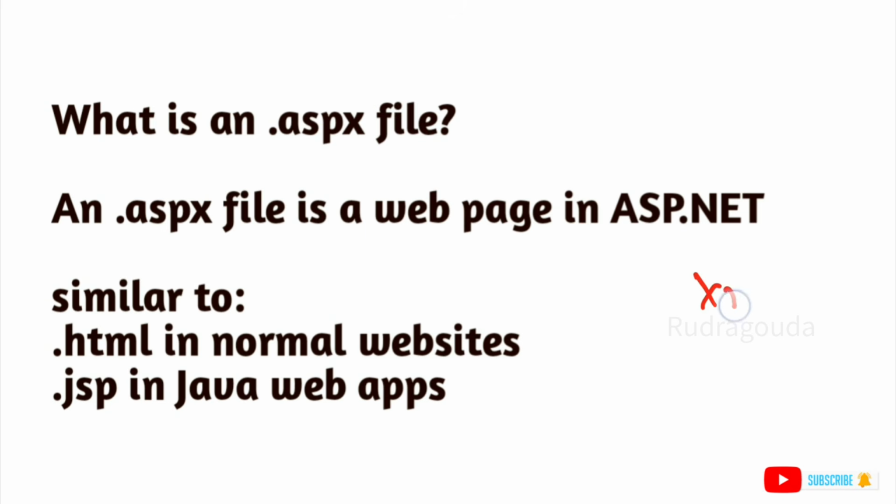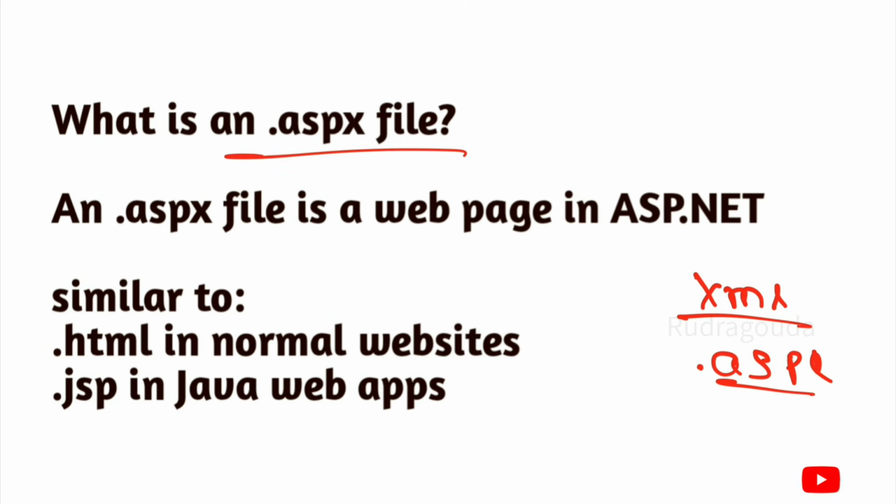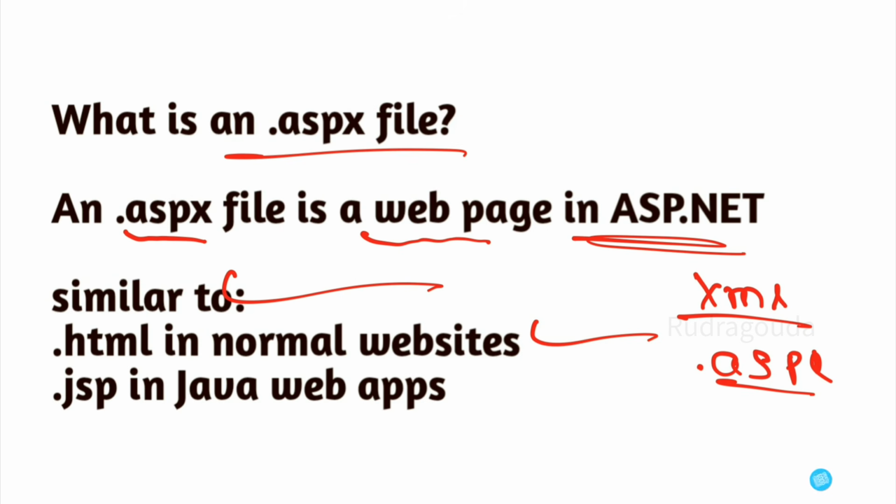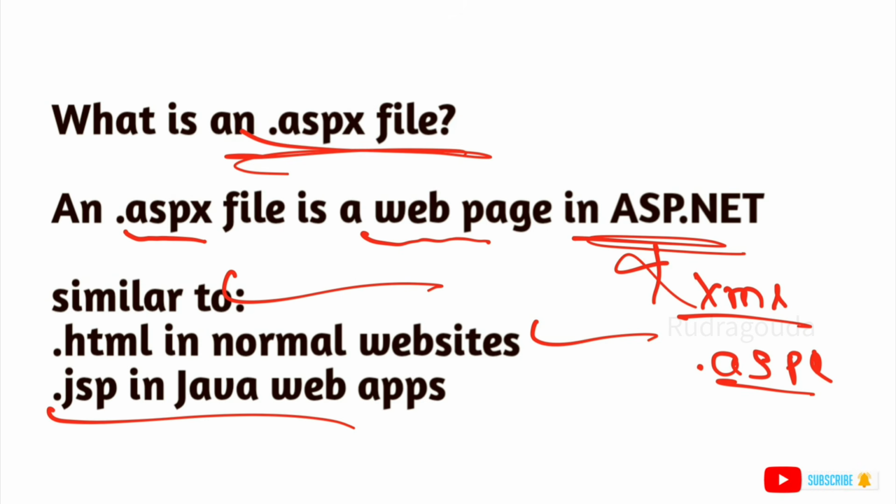Then along with XML, I have created one more file called ASPX. So what is an ASPX file? An ASPX file is a web page in ASP.NET, similar to HTML in a normal website or JSP in Java web apps. So ASPX is a .NET related web page.